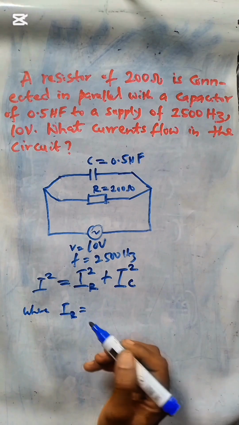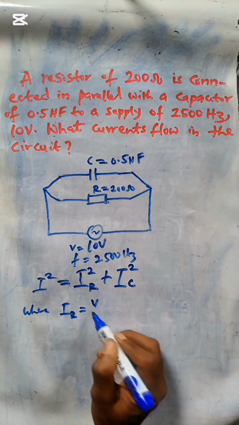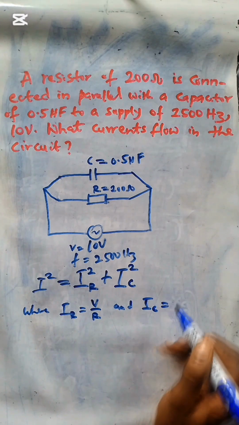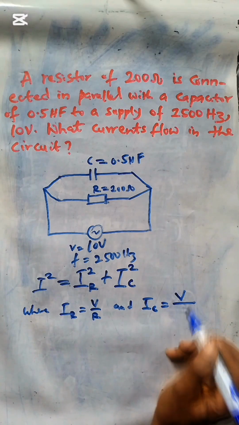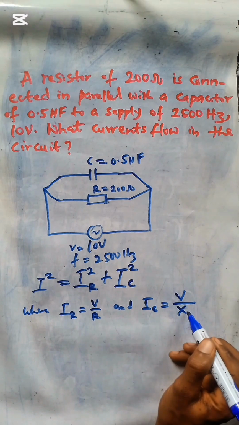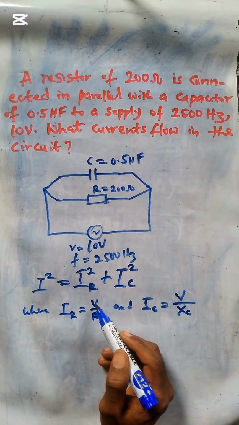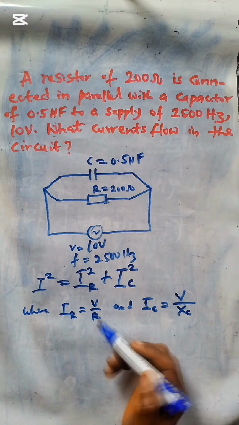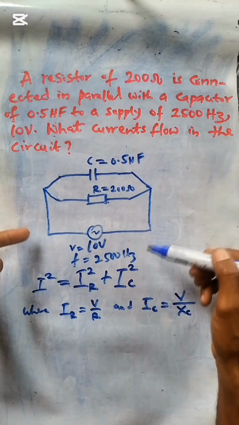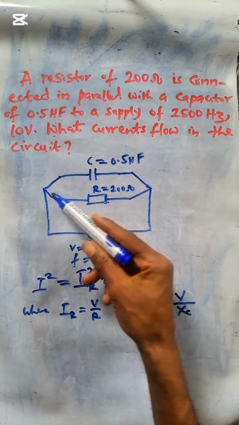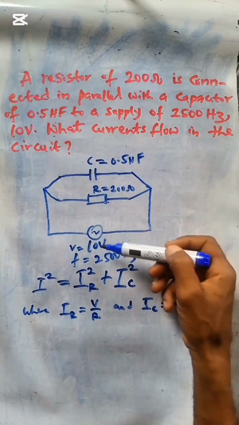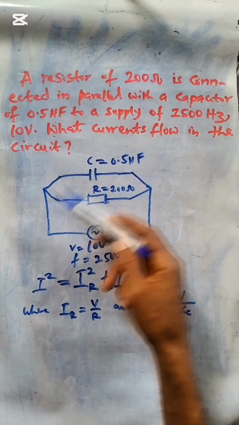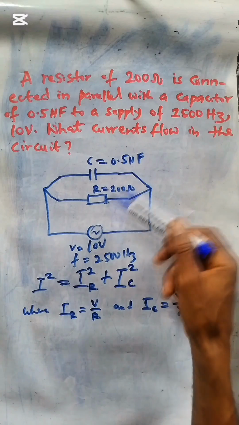So take note. Now we know that the current that flows through the resistor will be the voltage over the resistance, and the current that flows through the capacitor will be our voltage divided by our capacitive reactance. We know our voltage V is 10 volts, because they have the same potential difference. The voltage across the two components is the same, 10 volts, because they are connected in parallel. Devices connected in parallel have the same voltage; they have different currents flowing through them, but the same potential difference across them.